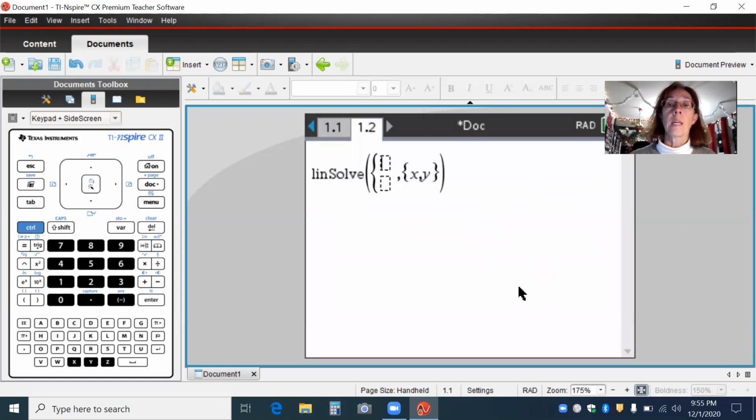The next screen that comes up, this is where you type the equations. All this stuff is already here. You're just going to put the cursor right there and type your first equation. So let's say your first equation is, and I had some here that I was going to do.